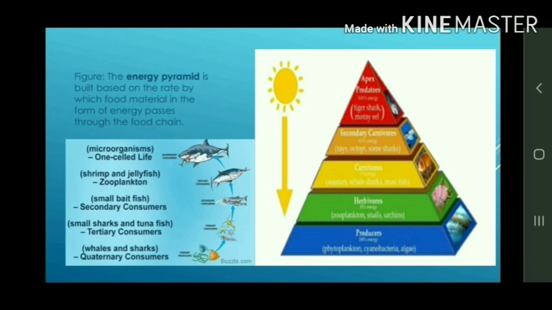So the energy pyramid demonstrates how energy diminishes as one organism is eaten by another. A food web exists in an ecosystem where both living and non-living things interact to make the whole system balanced.